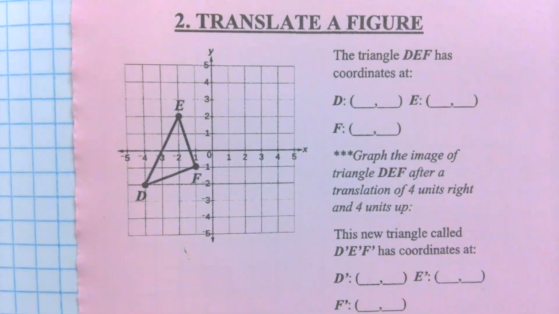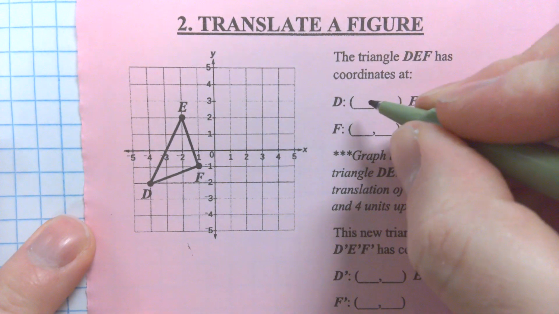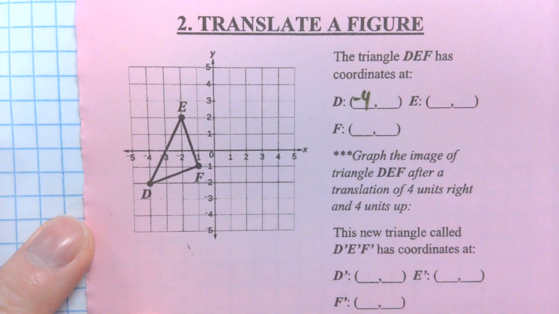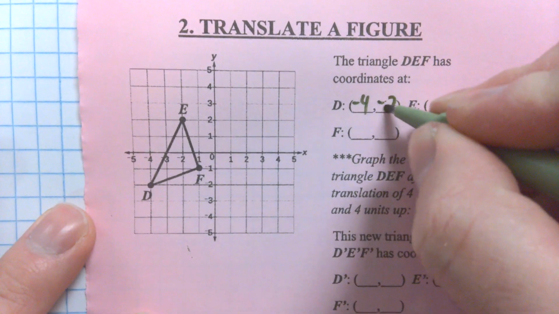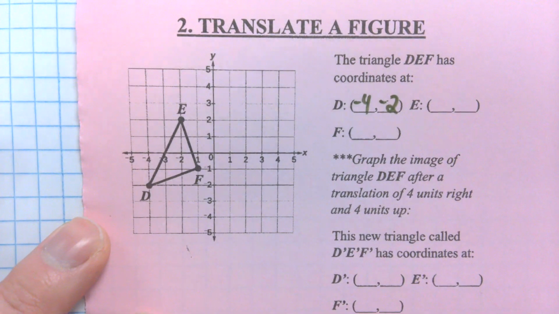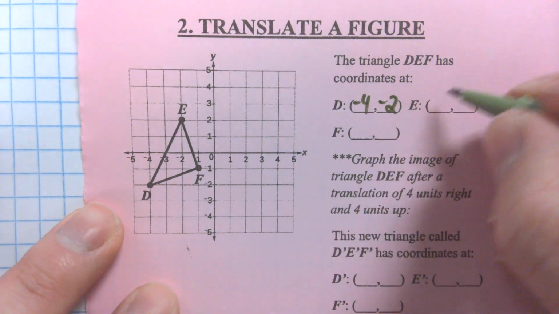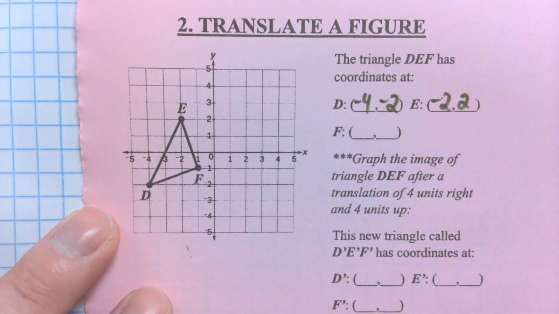Darius, what are the coordinates for point D? -4, comma what? -2. Good. Who's got E for me? Devin? -2, +2. Perfect. What about F, Osase?